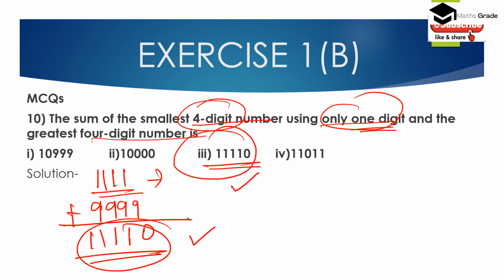So the sum of the smallest 4 digit number using only one digit and the greatest 4 digit number is 11,110, which is the correct option. Option 3 is the correct option.